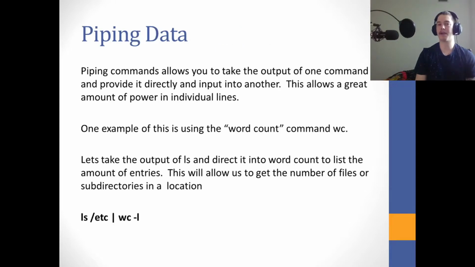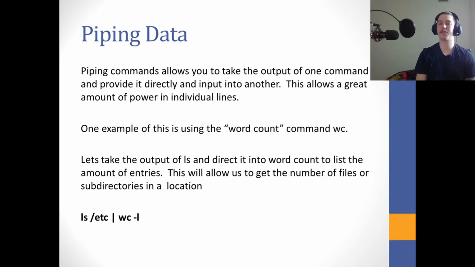Let's talk about piping. What is piping? Piping commands allows you to take the output of one command and provide it directly as input into another. This allows a great amount of power in individual lines. One example of this is using the word count command, which is wc. Let's take the output of ls and direct it into word count to list the number of entries. This will allow us to get the number of files or subdirectories in a location.